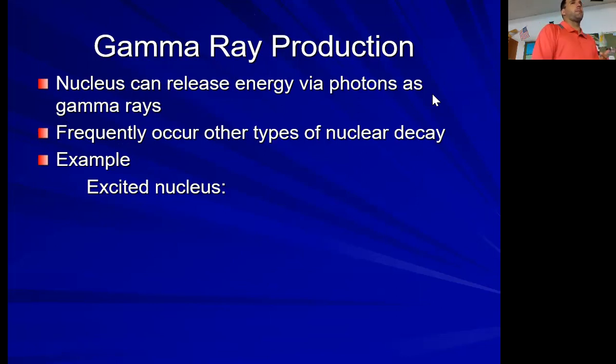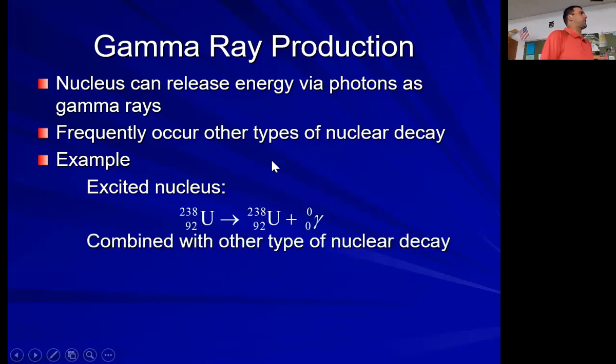You only have to write gamma when it specifically asks for gamma. Gamma occurs with beta. Gamma occurs with alpha. But you only have to write it when it specifically asks for it. So here's a gamma. I'm going to tell you that uranium-238 undergoes gamma decay, or gamma production. You write the same thing plus 0, 0, γ. Only when it's specifically asked for, because gamma occurs almost all the time.